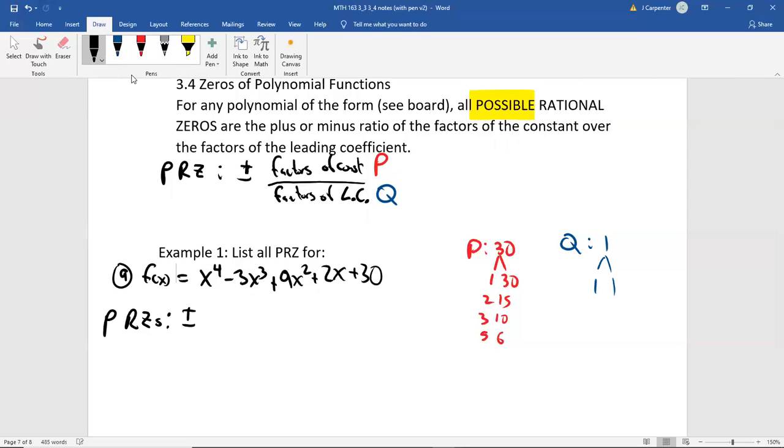So our possible rational zeros are plus or minus. So each of these will represent two numbers, a positive version and a negative version. So plus or minus, all the factors of the constant, which are 1, 2, 3, 5, 6, 10, 15, and 30. I do like to go in ascending order. 1, 2, 3, 5, 6, 10, 15, 30, over all the different factors of the leading coefficient. The only factor of the leading coefficient is 1. And if you need to see that in color, I should have done the top in red. I'm going to fix that.